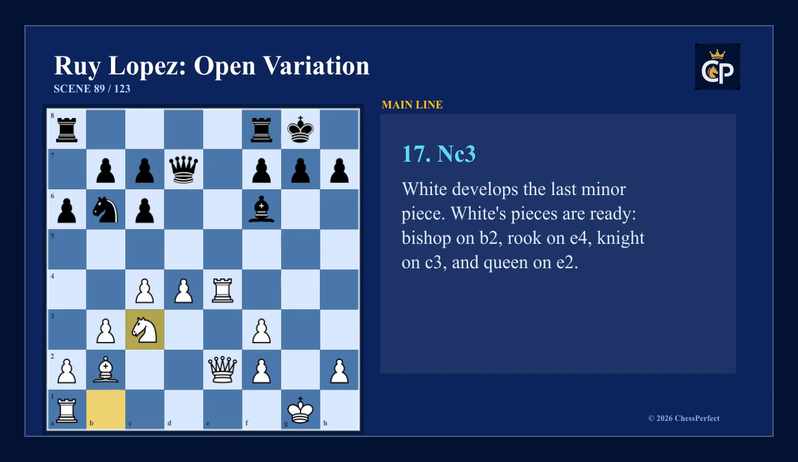Knight c3. White develops the last minor piece. White's pieces are ready: bishop on b2, rook on e4, knight on c3, and queen on e2.